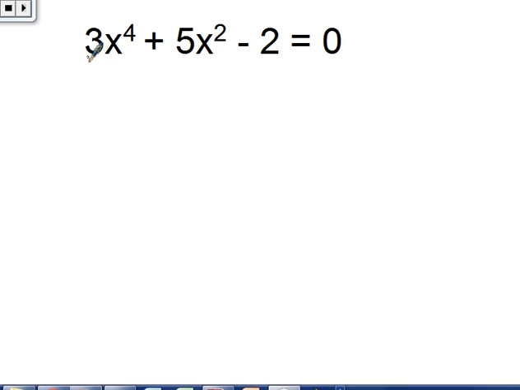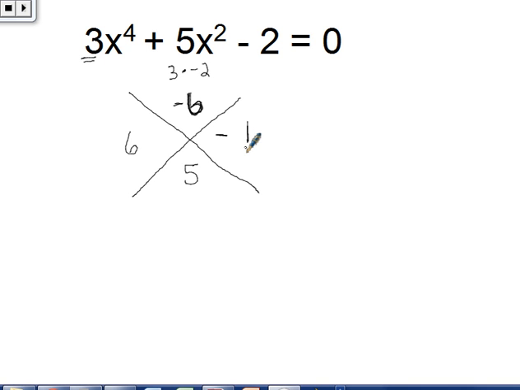This time we have a leading coefficient, but we're still going to factor it like we would any other quadratic. So because it has a leading coefficient, we do the 3 times negative 2 to give us a negative 6 on top, and we still have a 5 on the bottom. So we're looking for numbers that multiply to give you negative 6 and add to give 5. Those would be 6 and negative 1. But because we multiplied by 3 to get on top, we have to divide by 3 to get our factors.